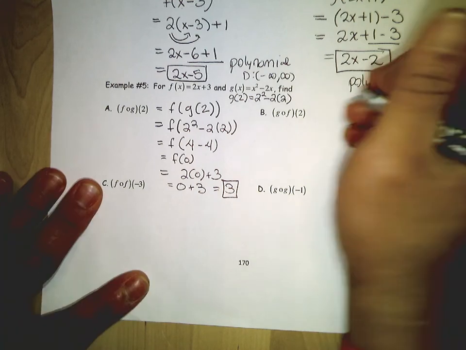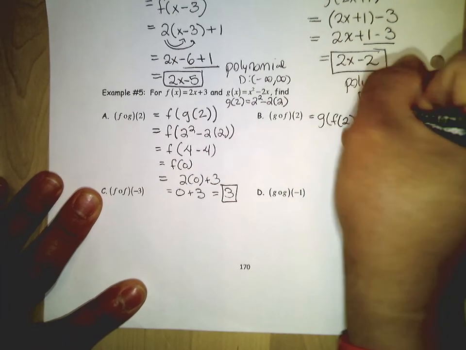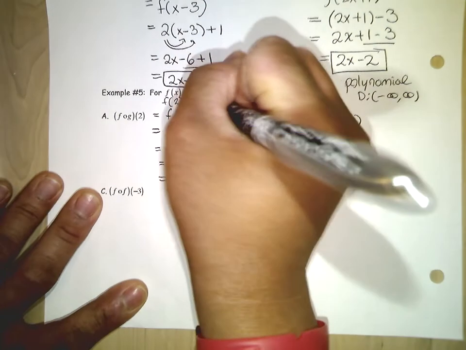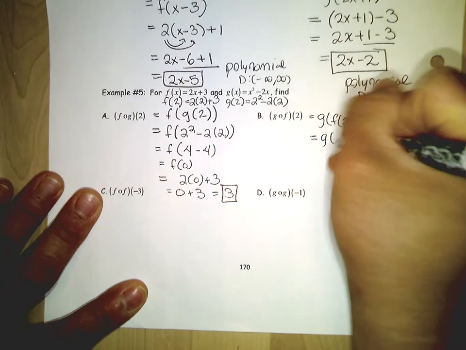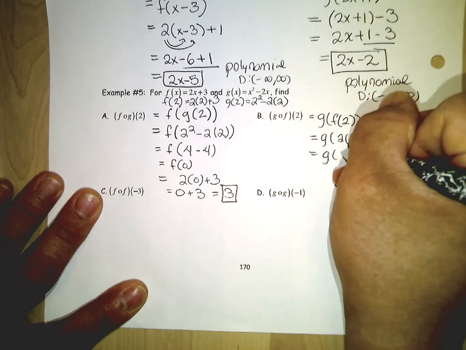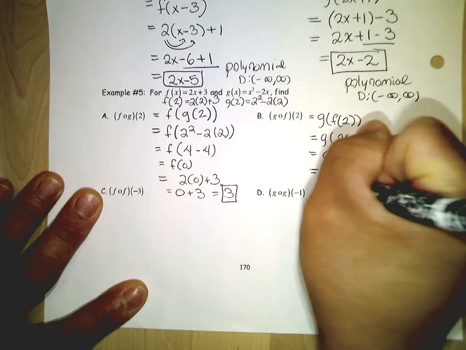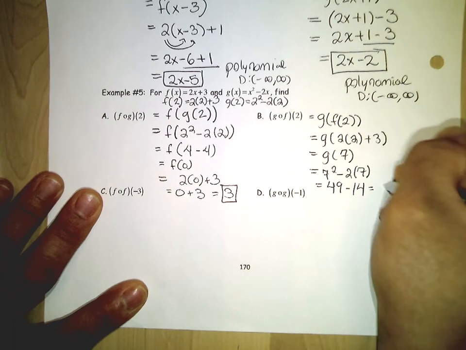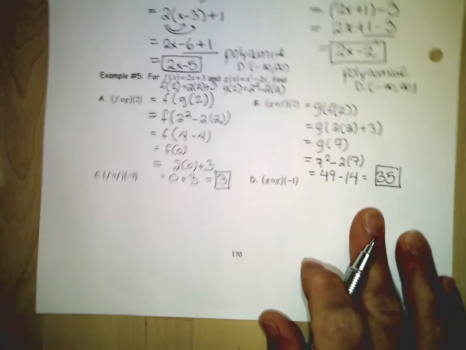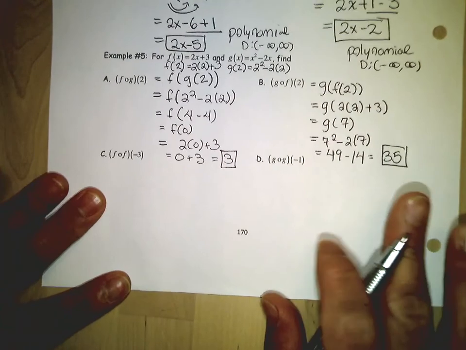All right, so now we have g of f of 2. So g of f of 2, that means to substitute the 2 in for the x in f of x. So we have g of 2 times 2 plus 3, which is 4, plus 3, which is 7. And g of 7 is 7 squared minus 2 times 7, or 49 minus 14, which is 35. All right, hopefully you are doing okay and there isn't too much confusion here.